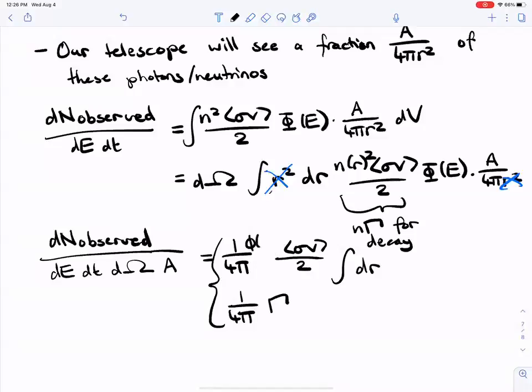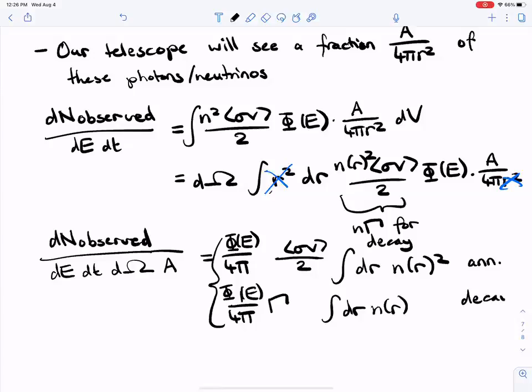We'll pull the 1 over 4 pi out the front again. If we assume that this doesn't depend on position, we can pull this outside the integral. And so then this becomes the integral of dr times n of r squared for annihilation, and n of r for decay.